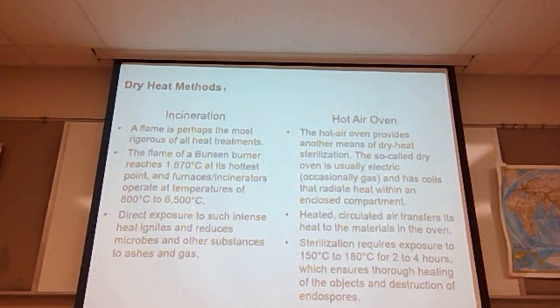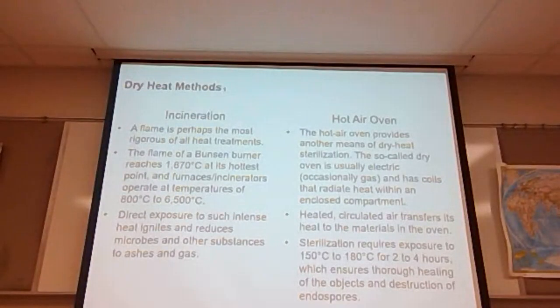Dry heat, incineration versus a hot air oven. A dry heat is a flame, as an example. The flame of a Bunsen burner reaches about 1870 degrees Celsius. Furnaces and incinerators operate at temperatures between 800 and 6500 degrees Celsius.